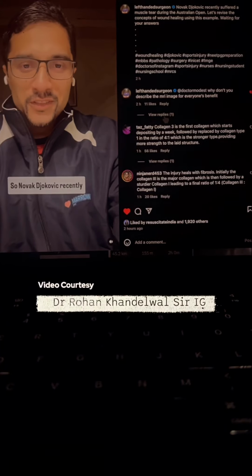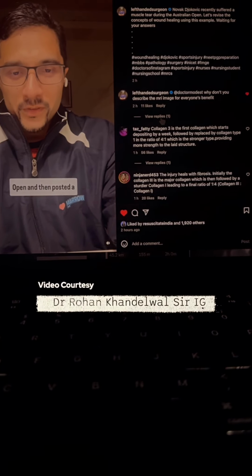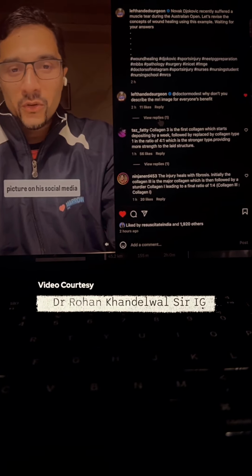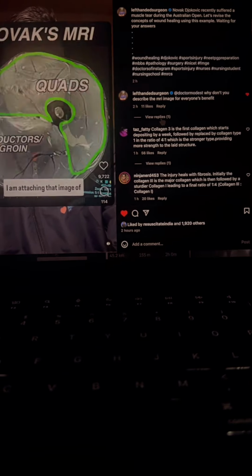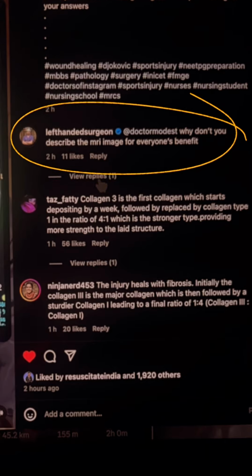So Novak Djokovic recently retired from the Australian Open and then posted a picture on his social media handles saying that he'd suffered a hamstring tear. I'm attaching that image of the MRI here.